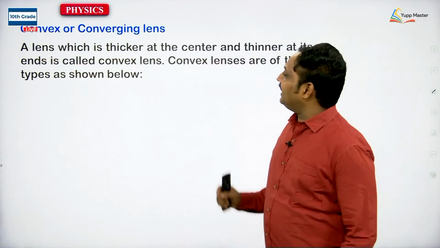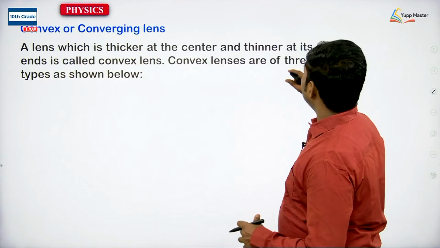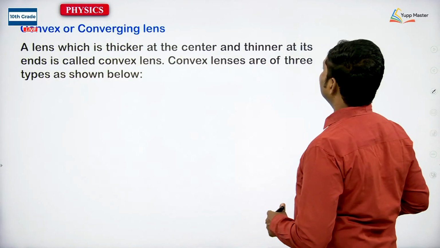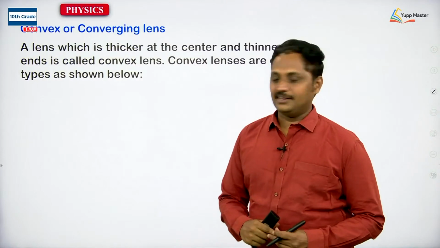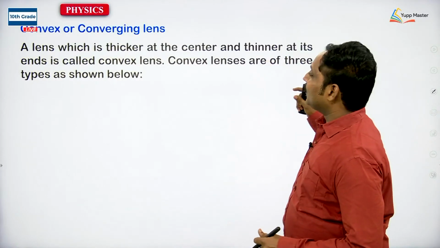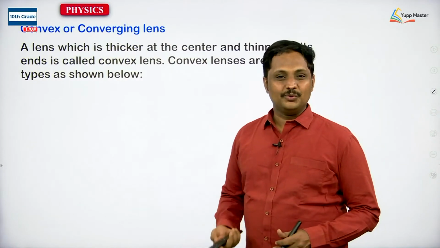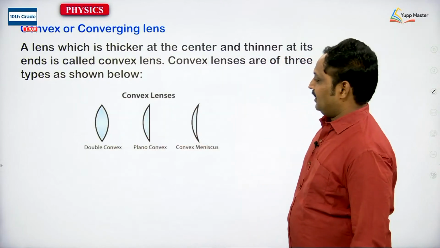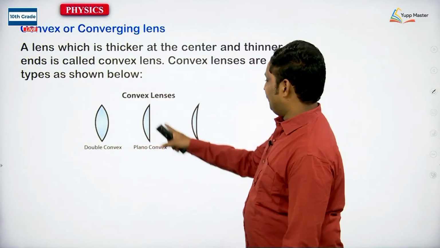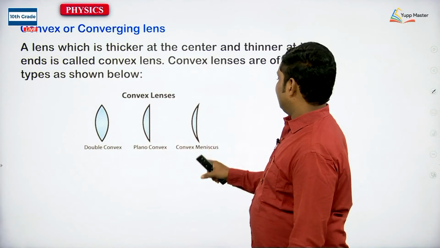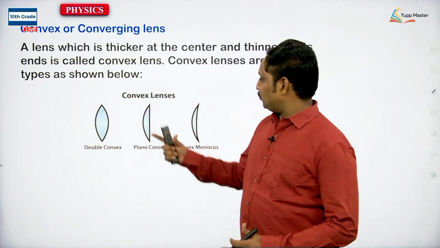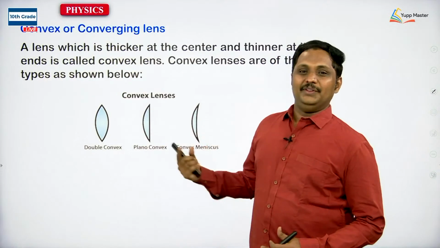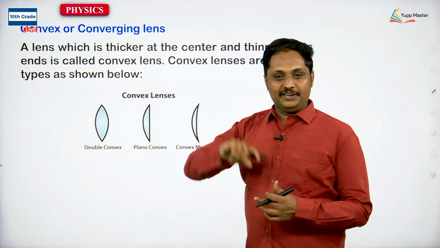A lens which is thicker at the center and thinner at its end is called a convex lens. It is very clear. The convex lenses are of the types shown below: plano-convex lens, convex meniscus, and double convex. You are going to have these three cases, and their purposes are also going to be different, right.